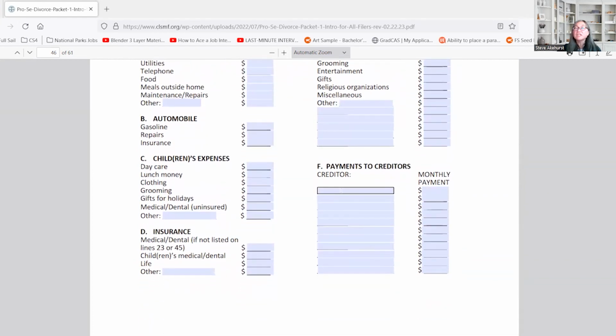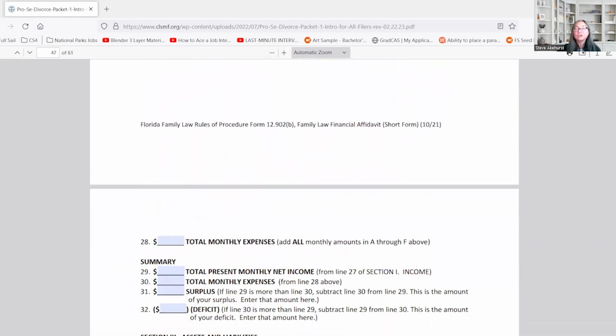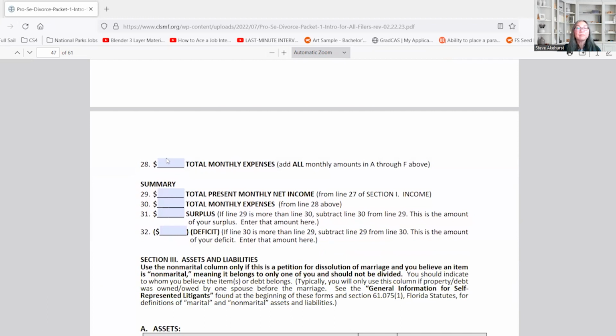And creditors, these are where you're going to list all the debts that you have. You have any type of credit card debts, student loan, you have doctor's bills, you took out a personal loan, you're going to write in the monthly expenses that you have towards it. So you're going to take all the monthly expenses and you're going to add it to the total number 28. So you're going to take your expenses there. You got to write that.